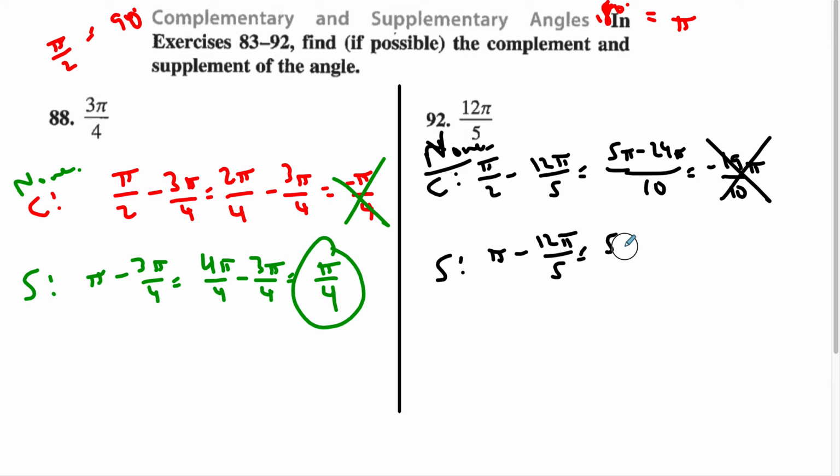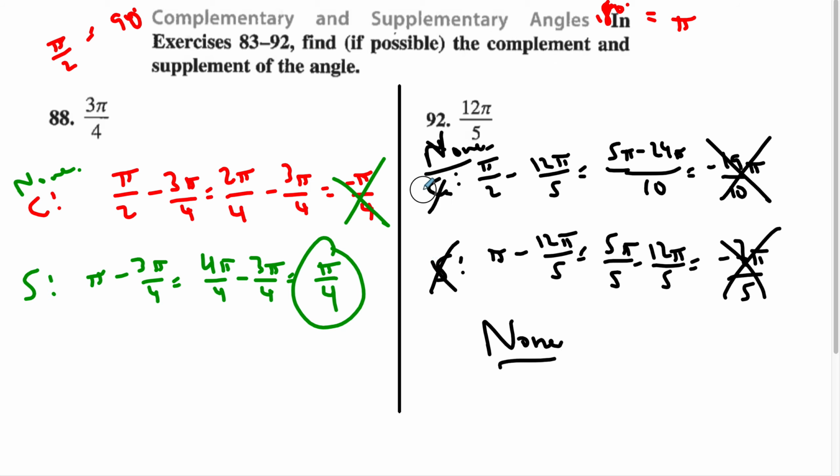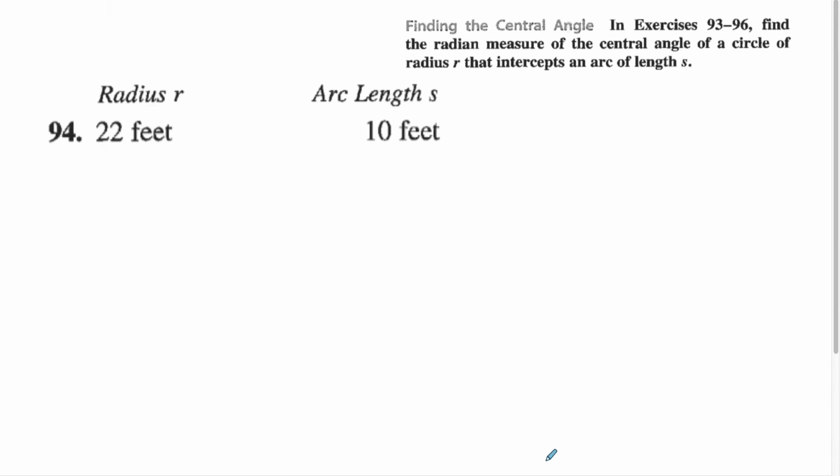Supplementary, pi minus 12 pi over 5. Common denominator would be what? So it would be 5 pi over 5. Hopefully you're seeing, because I'm about to get a negative 7 pi over 5 as an answer. There is no supplement. No supplement, no complement in this particular case. Does that happen? Yes.